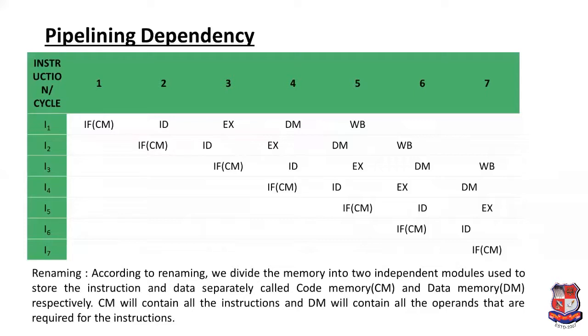Okay, in the diagram you can see CM, that means code memory, and DM, that means data memory.